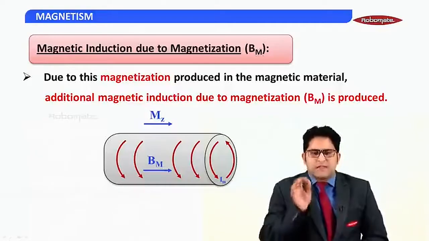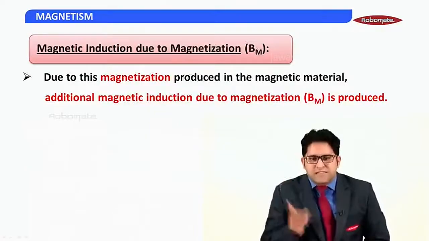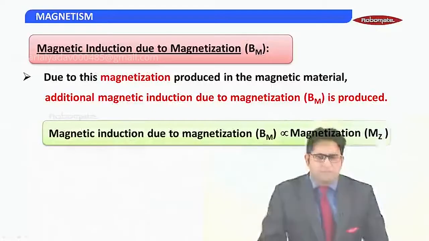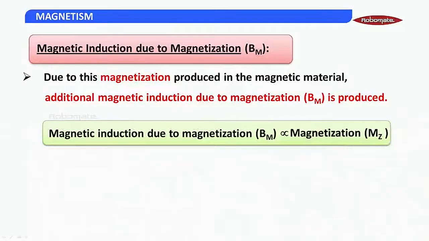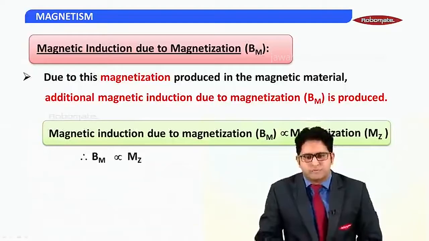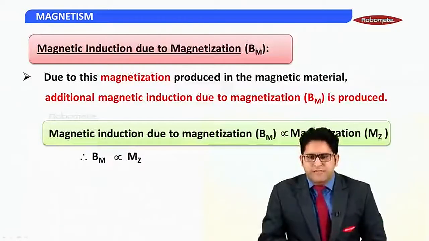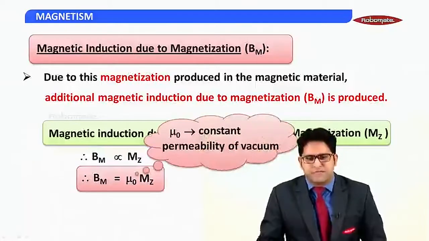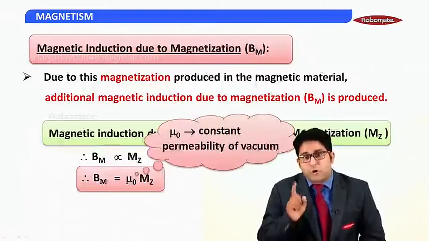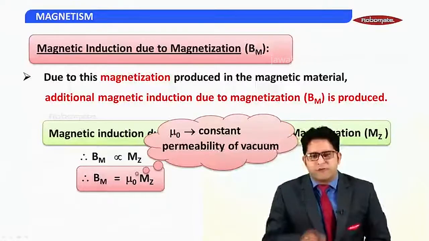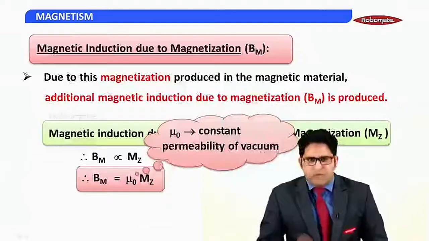Now this magnetic induction which is produced inside the material is directly proportional to the magnetization. So the greater the magnetization, the greater will be the magnetic induction Bm. So I can write Bm directly proportional to Mz. Now removing the proportionality sign with a constant, I get Bm is equal to mu naught into Mz, where mu naught is the constant of proportionality, and it is referred to as the permeability of free space or vacuum.